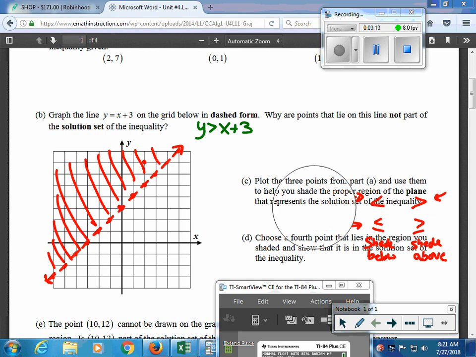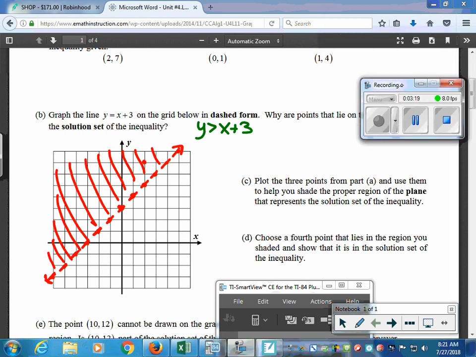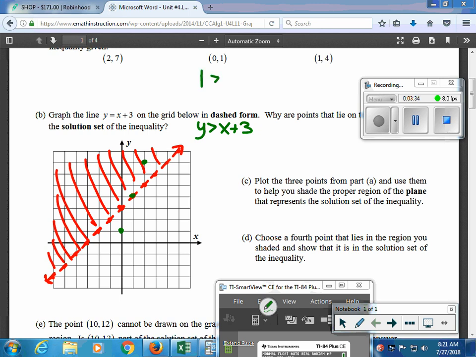they want us to plot those 3 points from above. So we had (2, 7). We have (0, 1). And then we had (1, 4). So we got these 3 points. So (0, 1) is not in the solution set. So if I was to plug it in, 1 is greater than 0 plus 3. So 1 is not greater than 3.